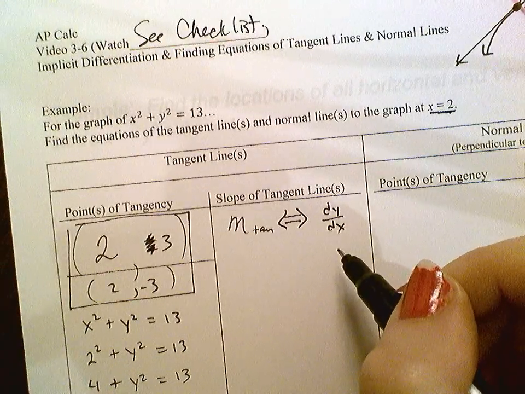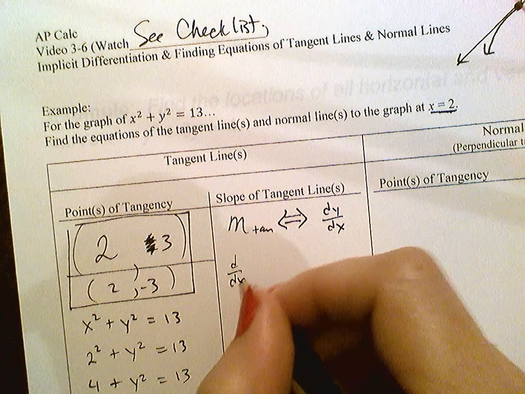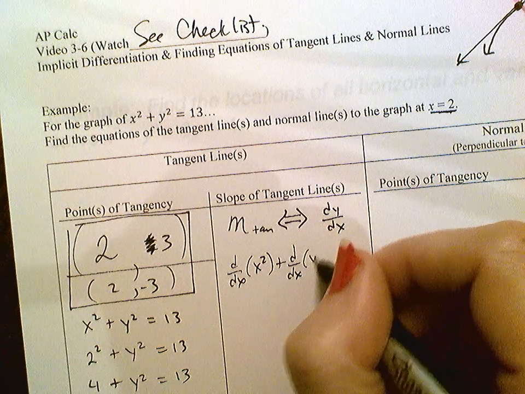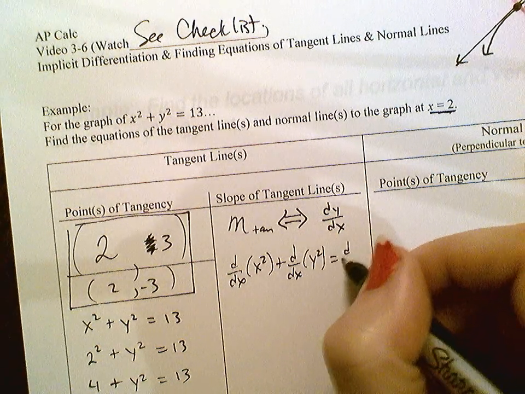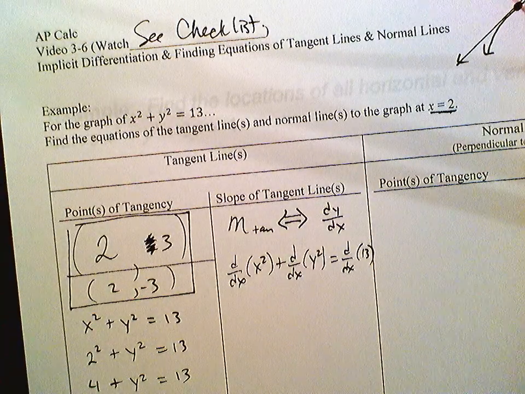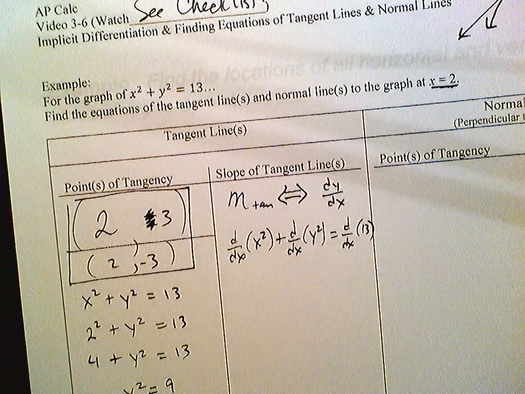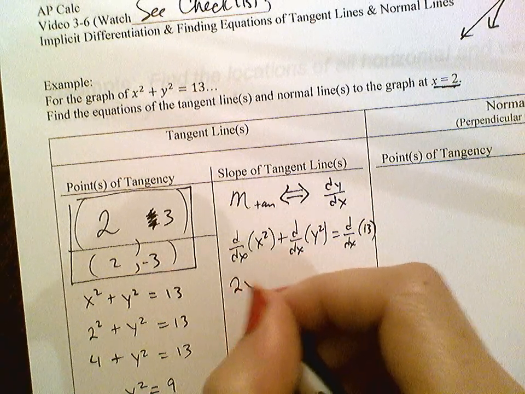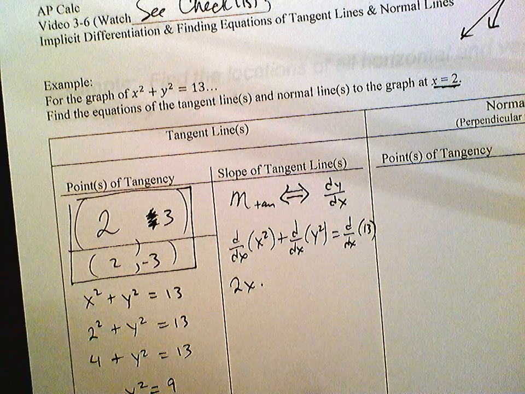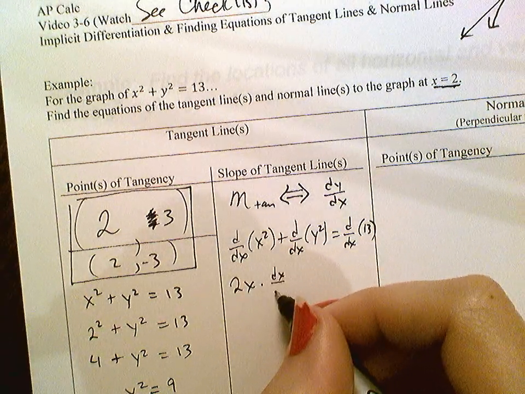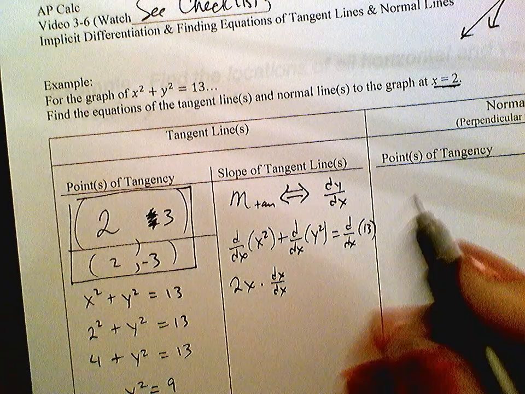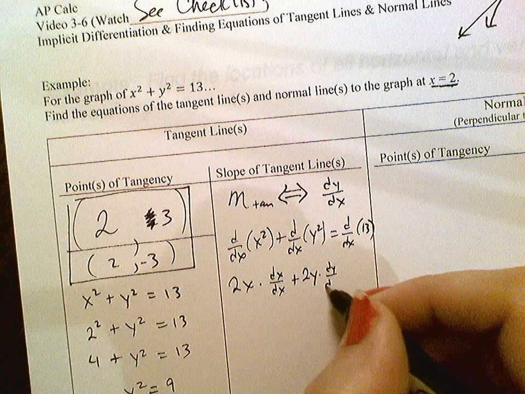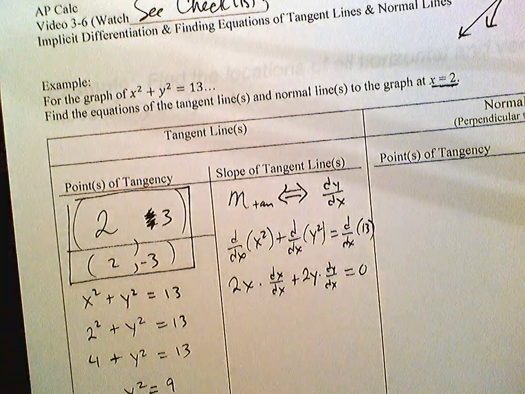So I've got to find the derivative. I'm going to go d/dx of x squared plus d/dx of y squared equals d/dx of 13. All right. Now with implicit differentiation, you do chain rule on everything. So the derivative of x squared is 2x. That's like the outside function. And then the derivative of the variable, which is the inside function, is dx/dx, plus 2y dy/dx equals 0.